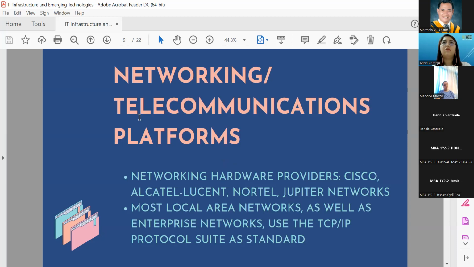Kasama din sa networking and telecommunication platforms yung ating mga tinatawag na LAN, local area network. And syempre, papasok na rin dito yung ating internet, the TCP/IP protocol suite as standard.